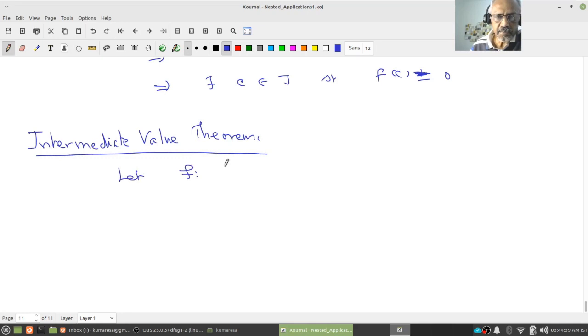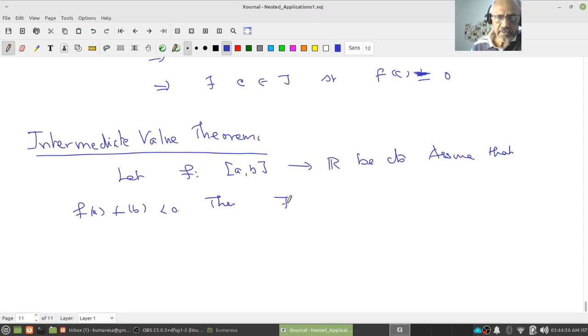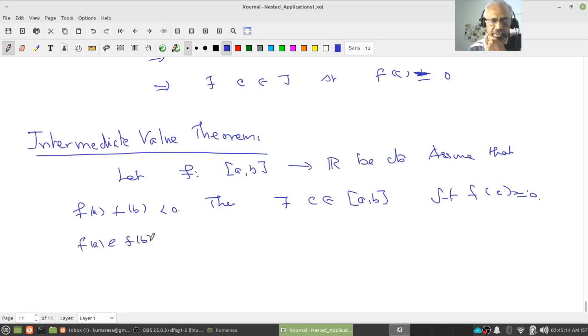Let f from [a, b] to R be continuous. Assume that f(a) times f(b) is negative. Then there exists a c in between a and b so that f(c) is 0. What does it mean? This means f(a) and f(b) have opposite sign. One is positive, one is negative.